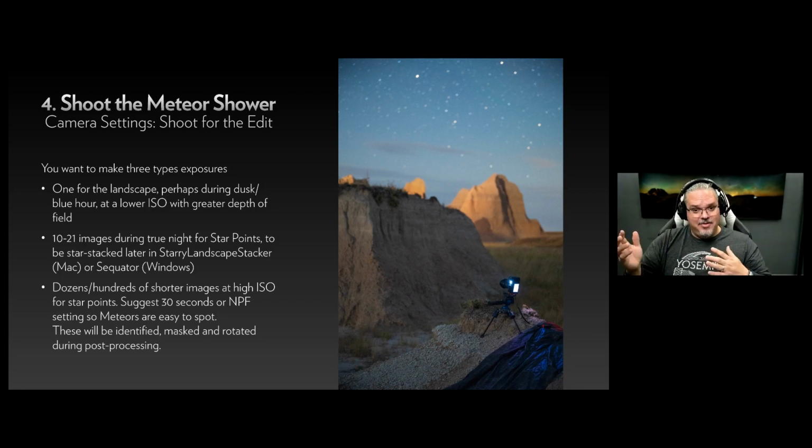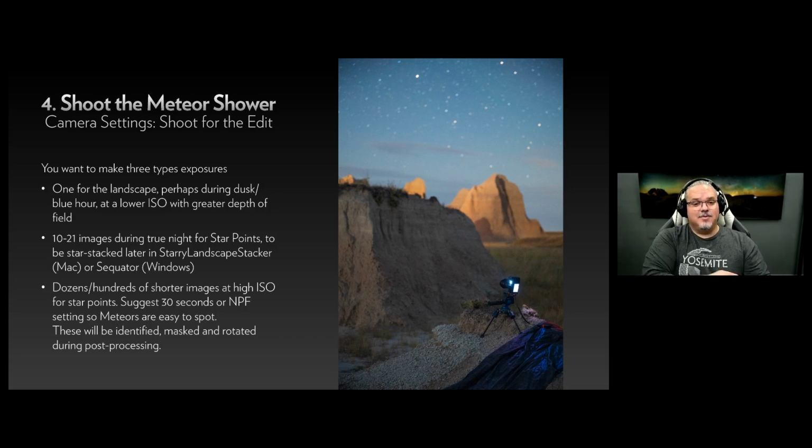And then the third thing you're going to shoot is hundreds of images, and you might get some meteors in that. At that point, I just suggest that everybody set their camera to 30 seconds because there's not much star blur during those images. However, it's not so blurry that you might not be able to spot a meteor amongst all of the stars. So if you take a bunch of 30-second images ad infinitum until it gets too bright for the meteors to show up, you're in a good place.